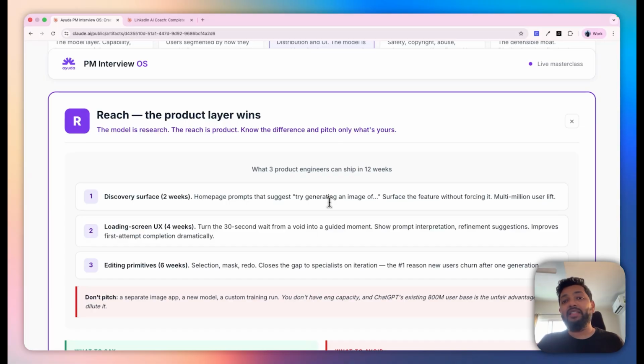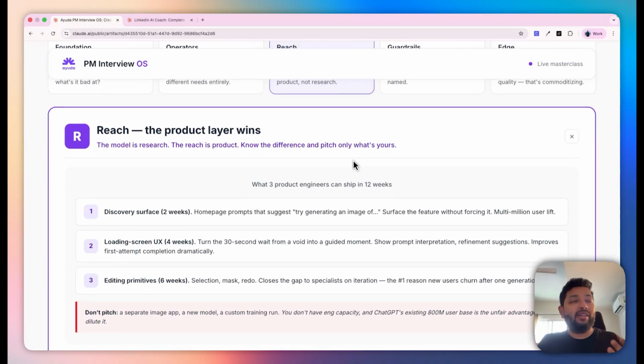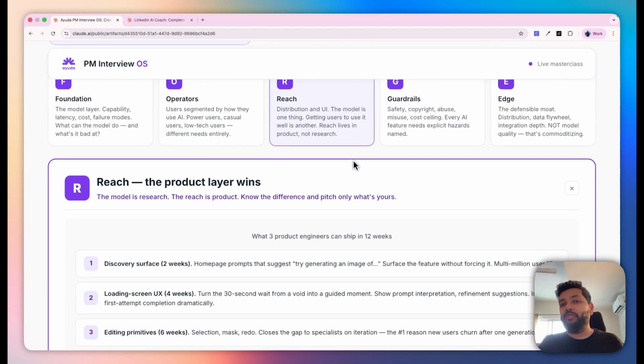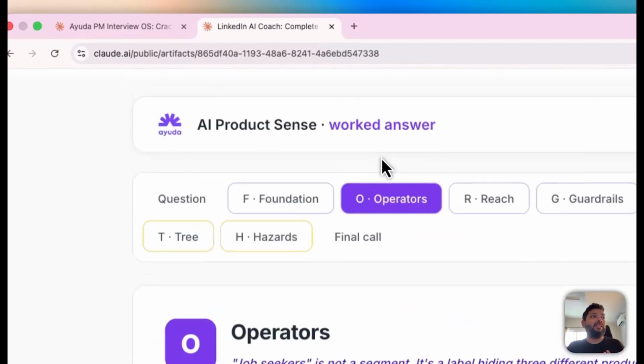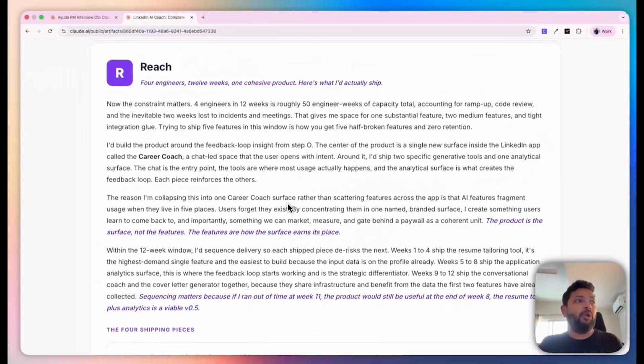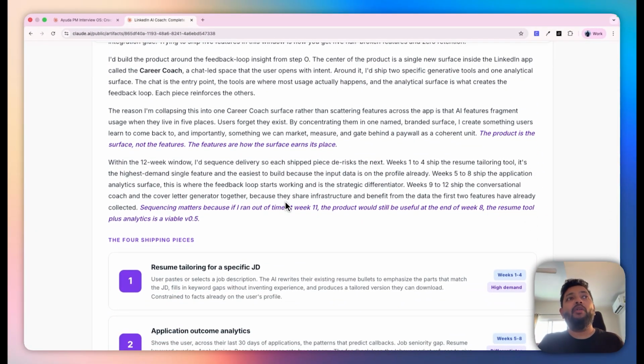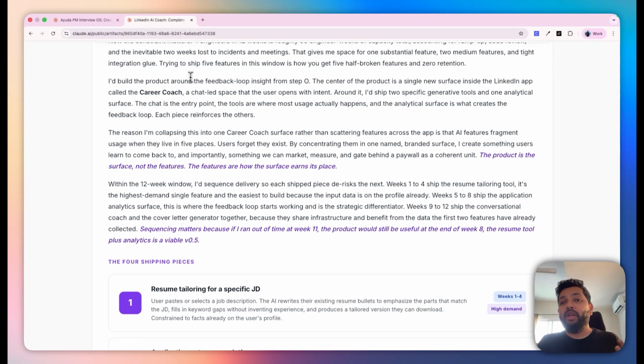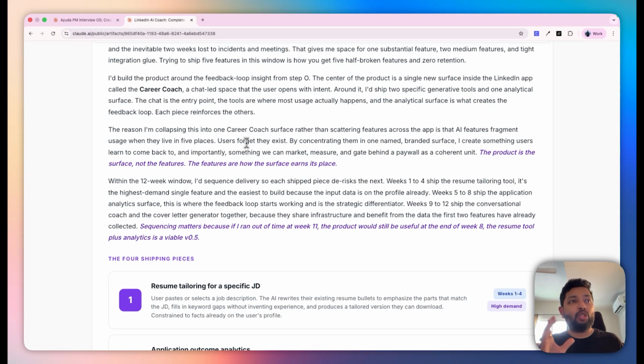So the third thing that you do is you talk about the reach, or how the distribution of the product is going to be. For example, in the LinkedIn example that we've been following, we talk about how we are going to build it. This is going to be a single new surface in the LinkedIn app. It's going to be called Career Coach. It's going to be a chat-led space where users come in. I would ship 2 tools, one to share the chat and one analytical place to see some numbers and feedback. The chat is the entry point, and then I'm just collapsing it into one page where your users can do whatever they need.